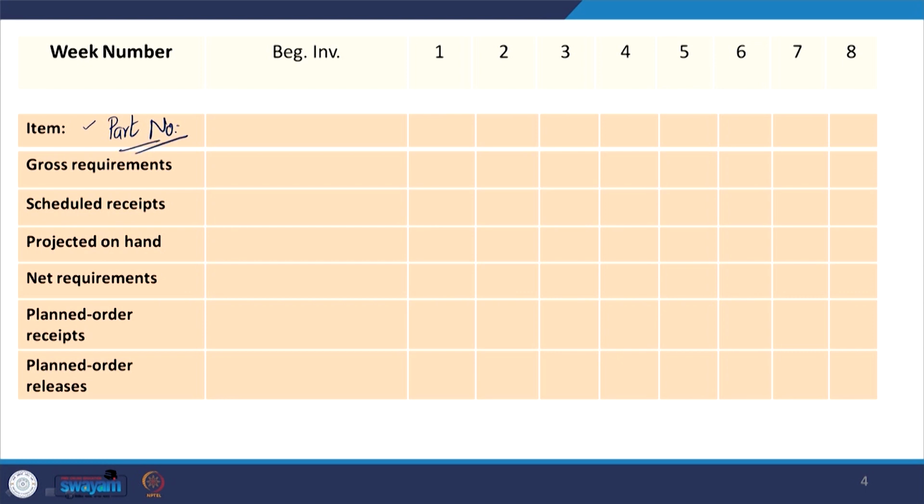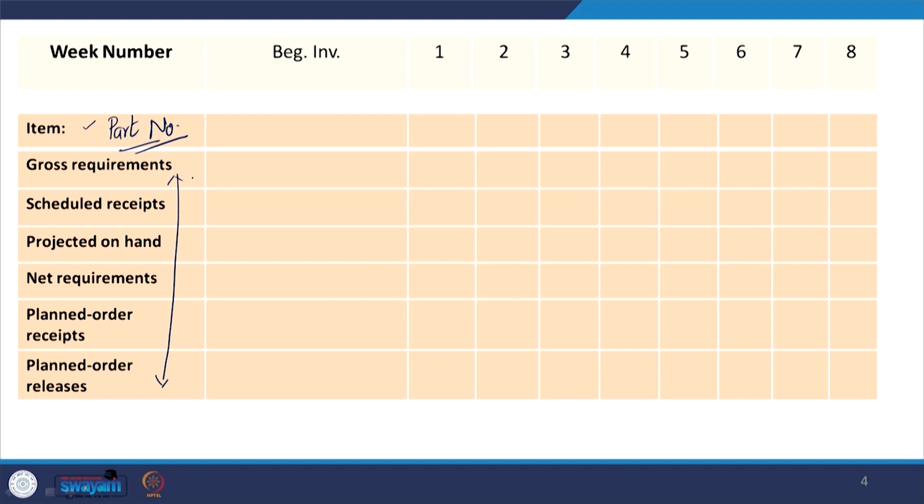So, all these components B, C, D, E, F, etc. are not used in the industrial setup. In an industrial setup we use part numbers. Then, these are the important entries in the MRP output.